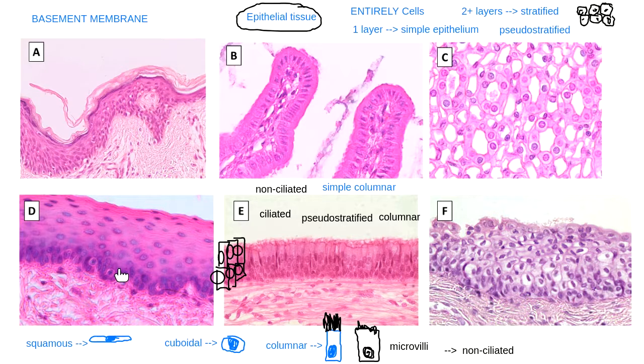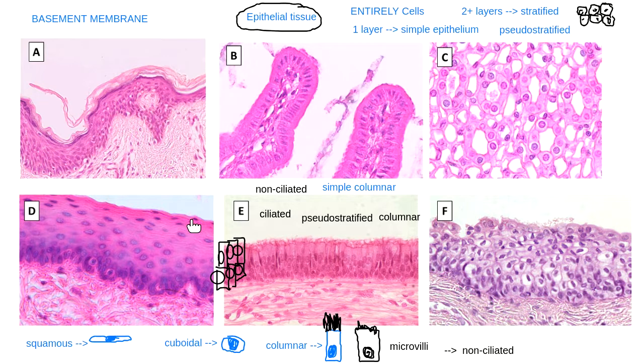If you don't already know this, here's a note that you need to write down for yourself. When we are looking at stratified tissue, so tissue with more than one layer in it, we always have to look at the apical surface. We always have to look at the very top surface to figure out what shape of cell we're looking at.